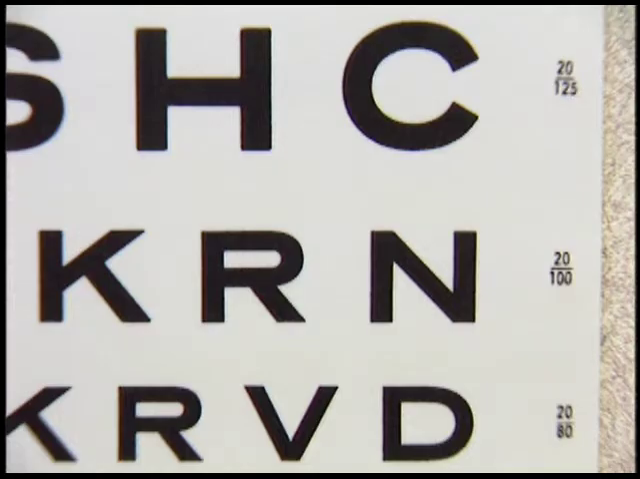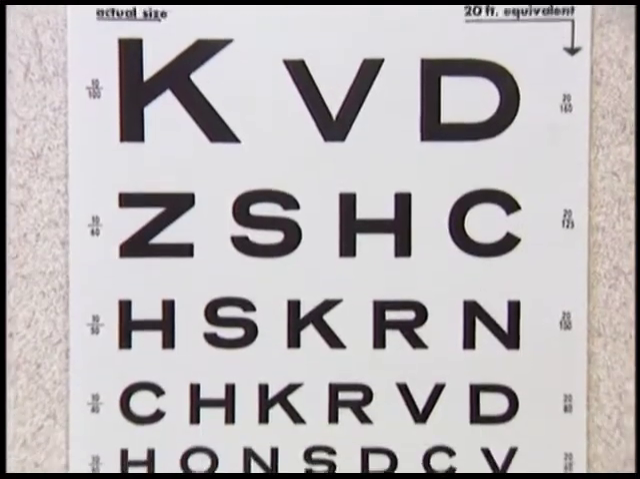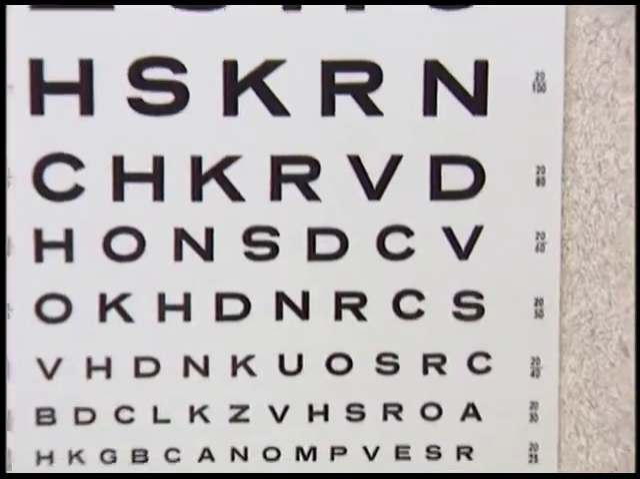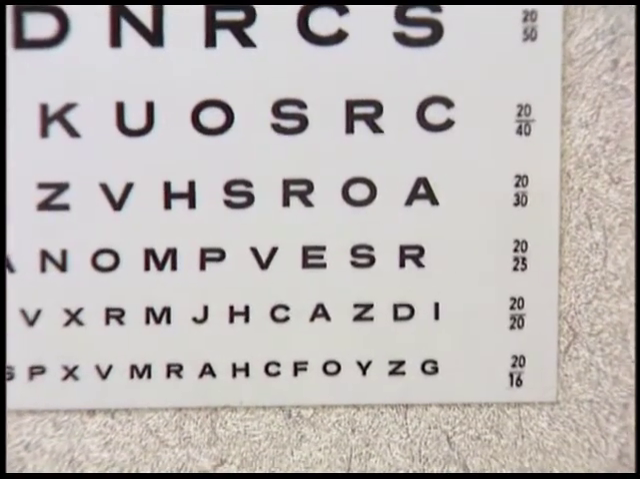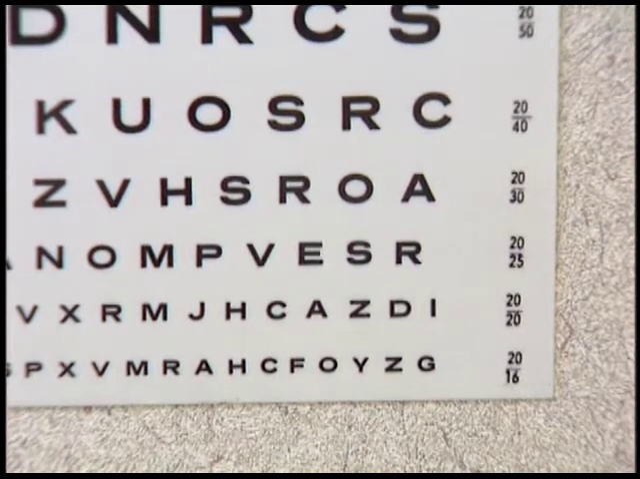as 20-100. If the patient can read the letters on the 20-20 line at 20 feet, that means the patient's visual acuity is equivalent to that of a normal eye. Some patients are able to read even smaller letters at 20 feet. In such a case, their visual acuity might be recorded as 20-15 or even 20-10.